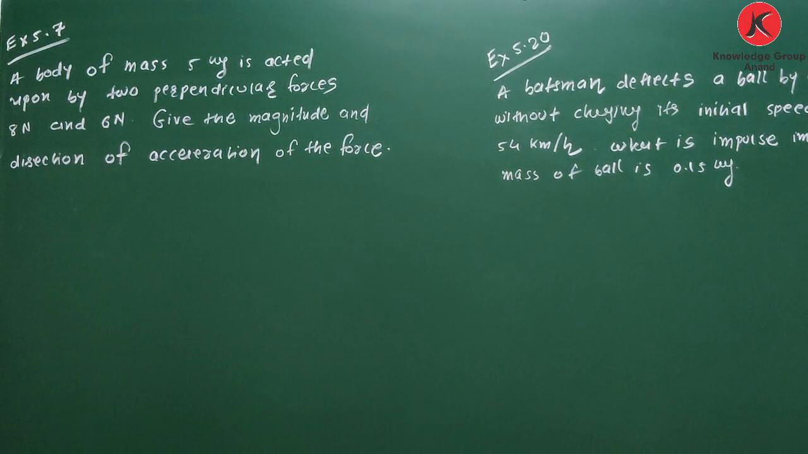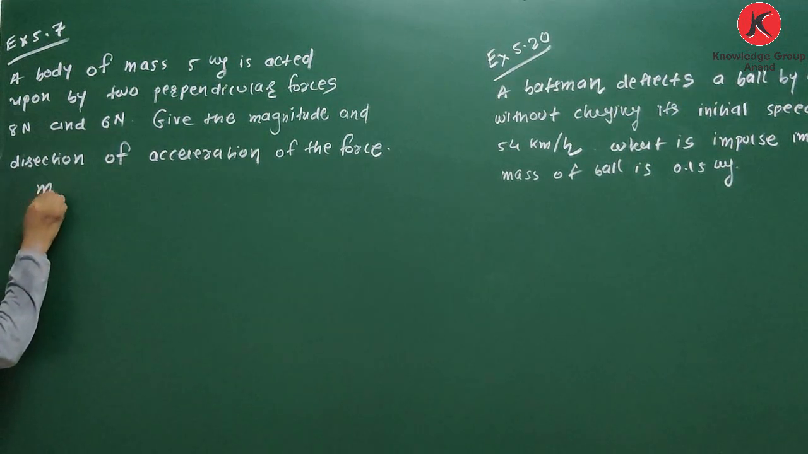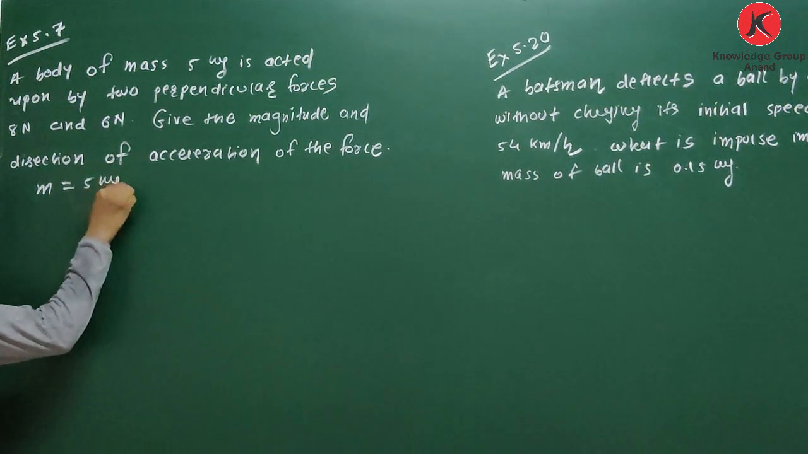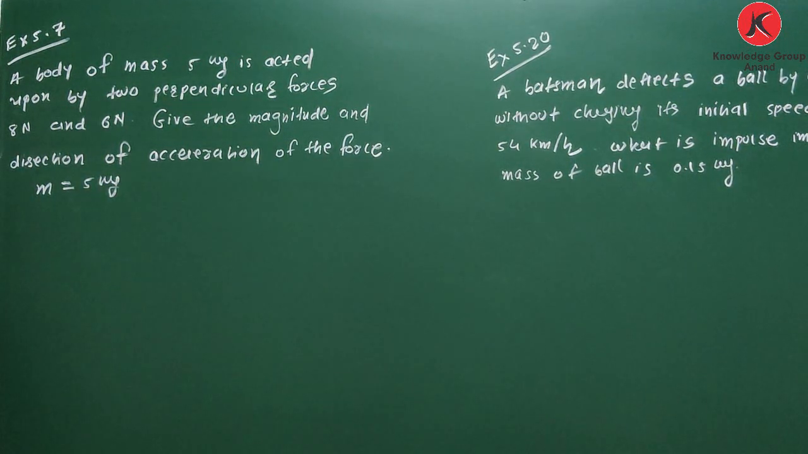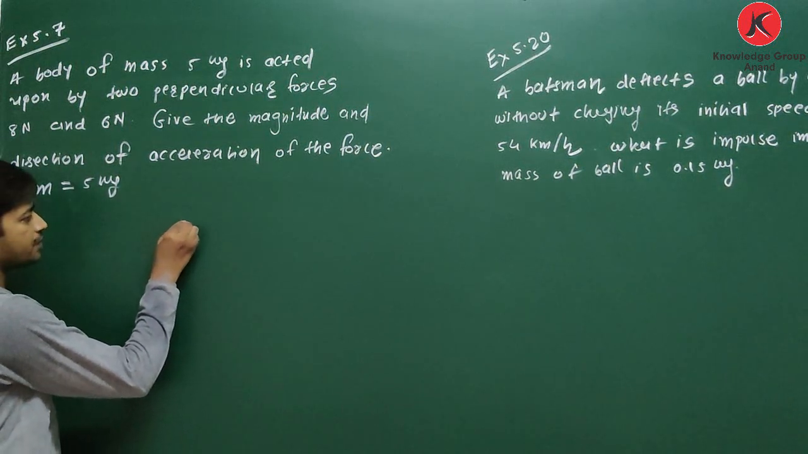Now we will see another question, exercise 5.7. A body of mass 5 kg, so M is equal to 5 kg, is acted upon by two perpendicular forces, 8 Newton and 6 Newton.